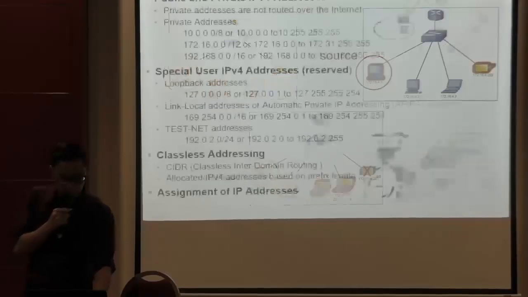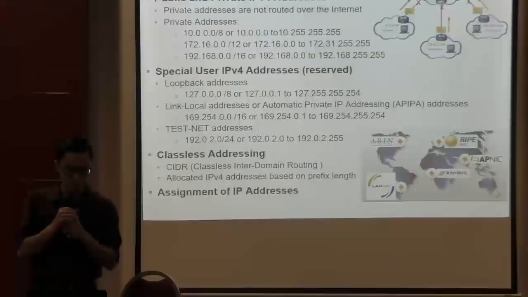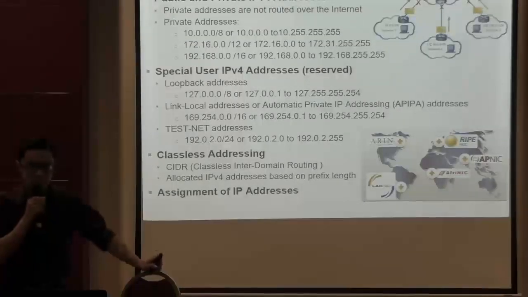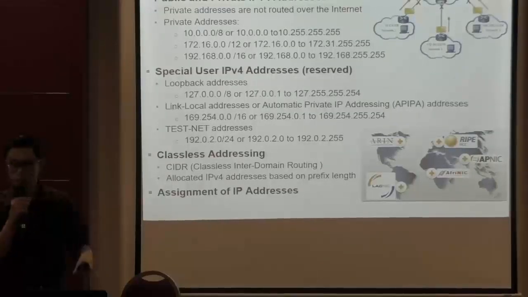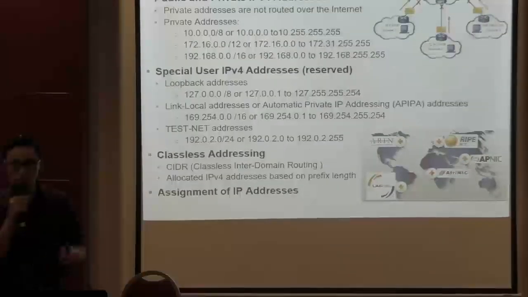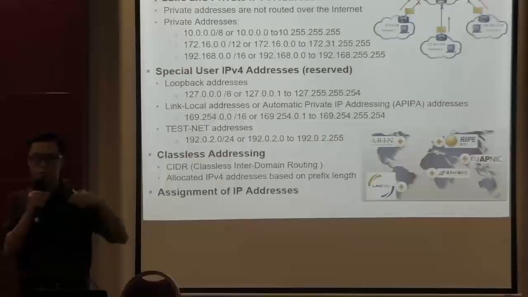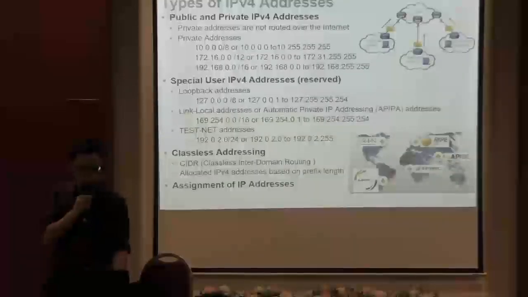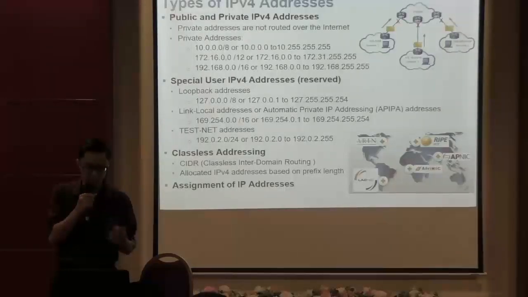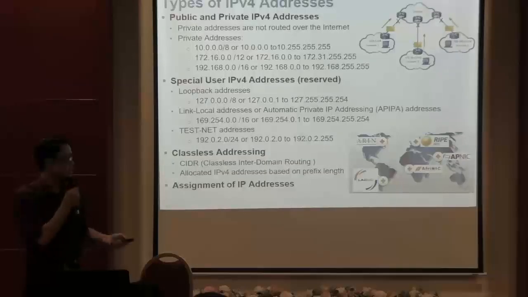Okay, so we go to the types of IPv4 address. You have public and private IP addresses. A private IP address is usually used in the internal network. So in your campus you use the private address. The public address is usually for the outside network, your internet. Okay, so you also have the special use of IPv4 address, which is the reserved address. A reserved address you cannot use. It is already assigned for the loopback address, link local address, and test-net address.